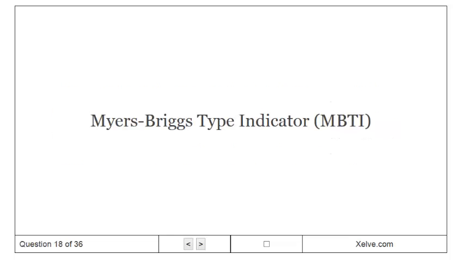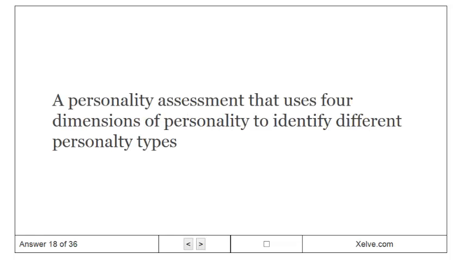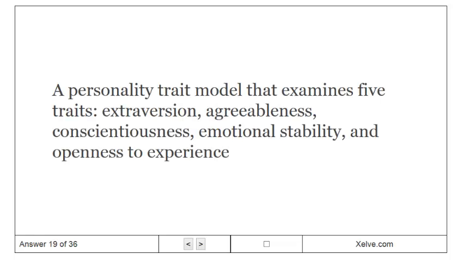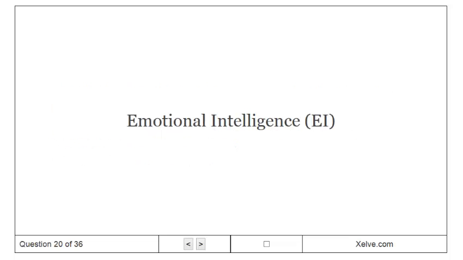Myers-Briggs Type Indicator. A personality assessment that uses 4 dimensions of personality to identify different personality types. Big 5 model. A personality trait model that examines 5 traits: extraversion, agreeableness, conscientiousness, emotional stability, and openness to experience.